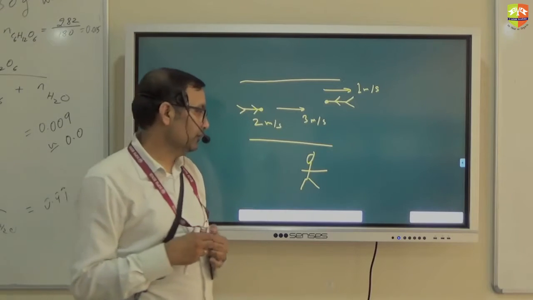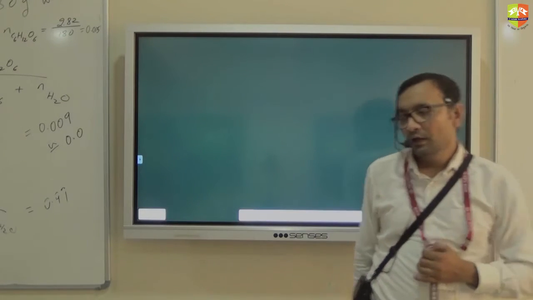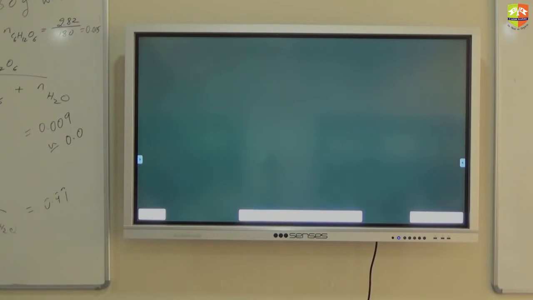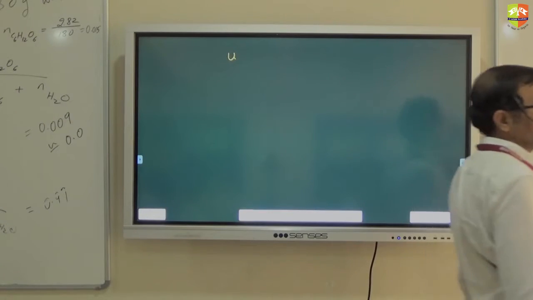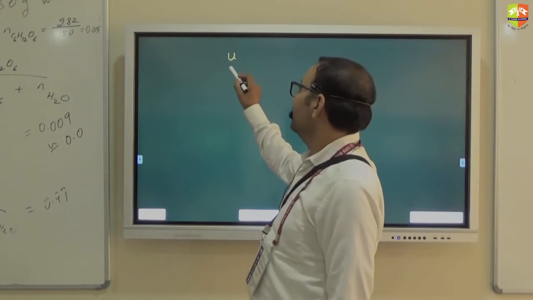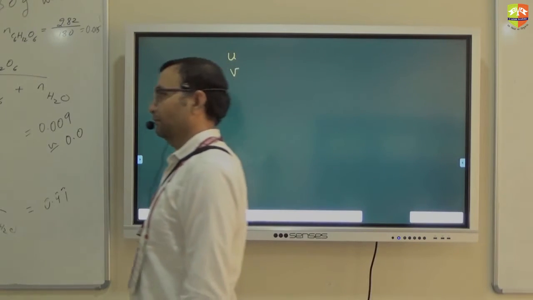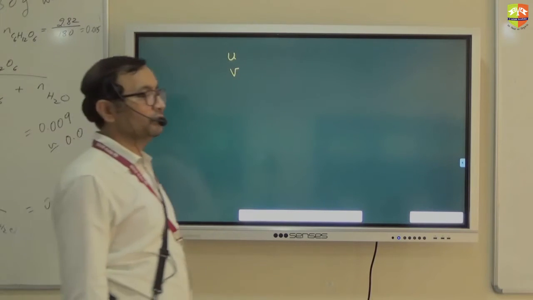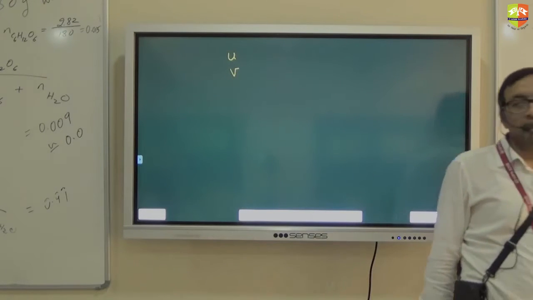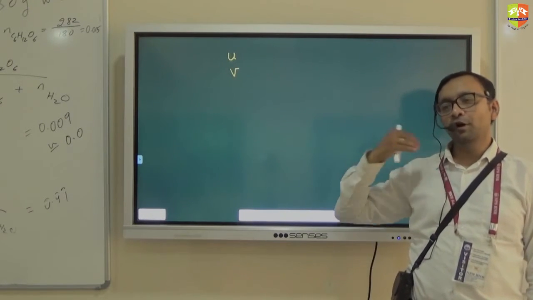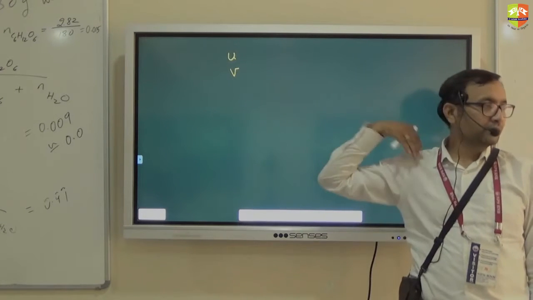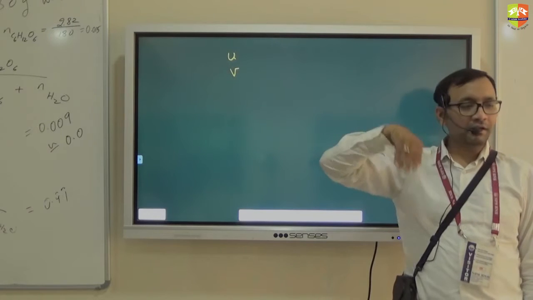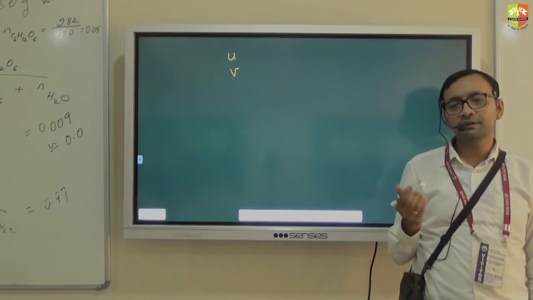Please write down a question similar to that. A swimmer can swim with velocity u. U is the velocity of the swimmer, his capability is U. And water in the river is flowing with velocity V. What the swimmer does is, he moves forward a distance D and then comes back a distance D. Upstream, then downstream, D distance both sides. Come back to the same location. Find out the time taken by the swimmer to do so.